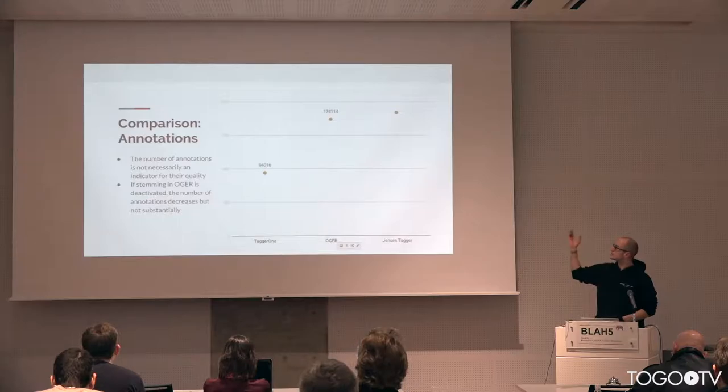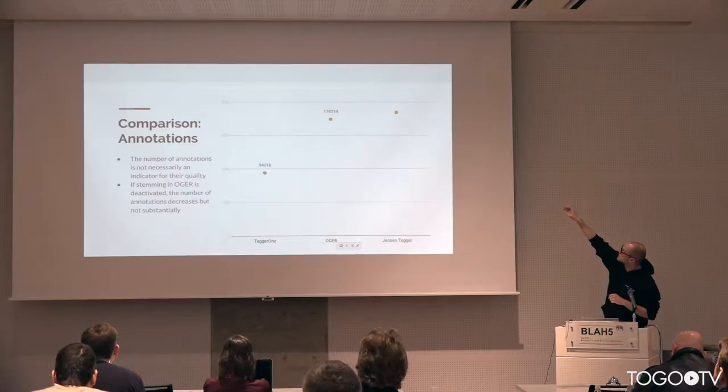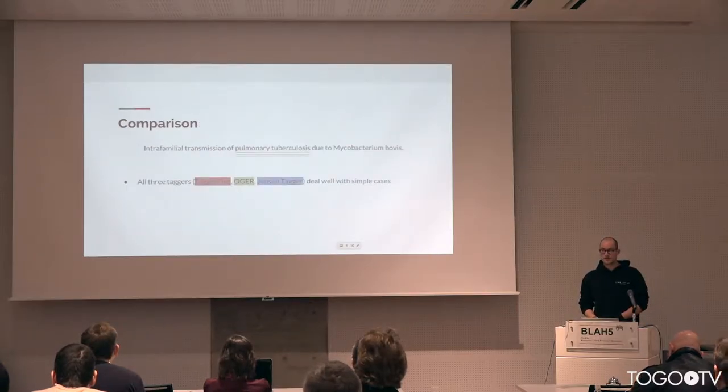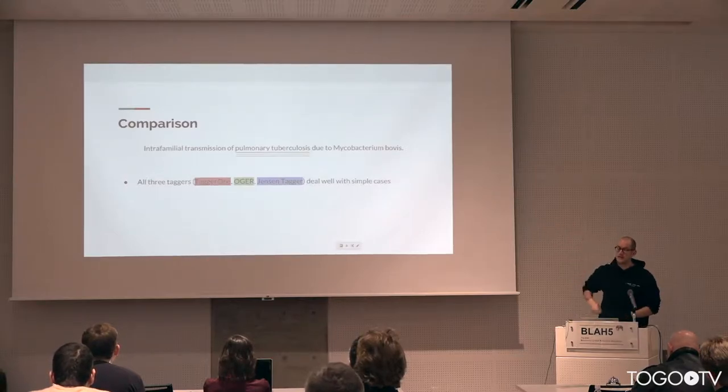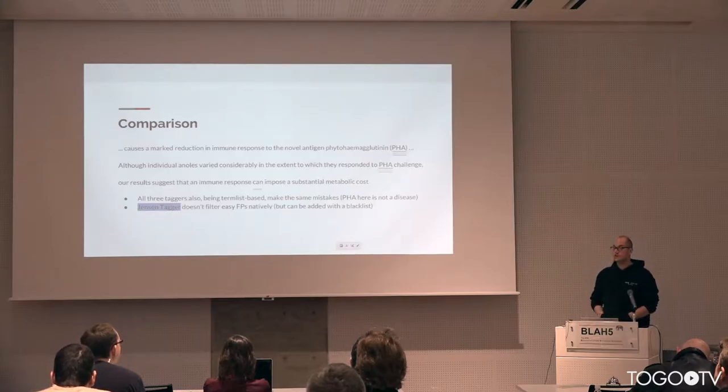As for the number of annotations produced, again, Tagger 1 finds maybe half as many as Ogre, and then, unfortunately, that didn't manage to end up on the slides, Jensen Tagger finds another 10,000 more. We had a brief look at this. So with the very easy cases, all the taggers perform similarly well. Then also being dictionary-based lookups, there are some problems, for example, here with the PHA, which is not something that should have been annotated in that case.